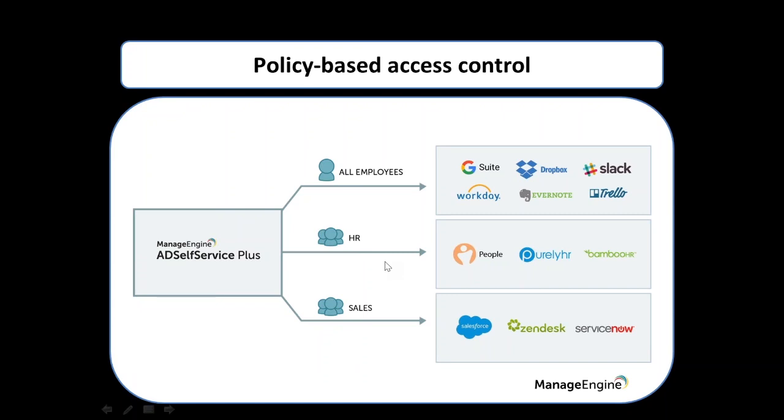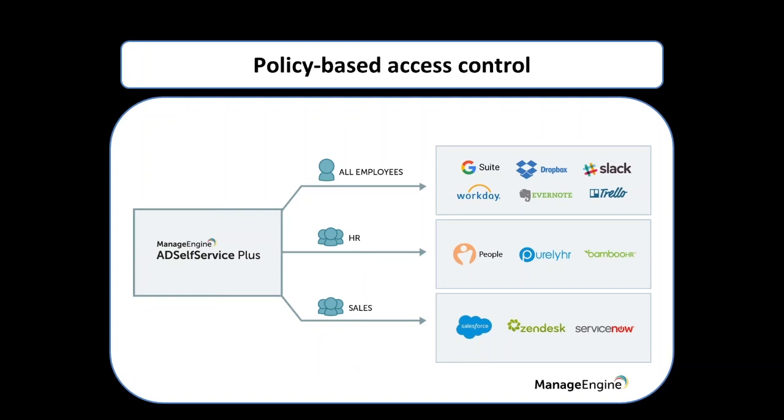So for example, if a user belongs to HR, he will have access to all the employee access control applications right from G Suite, Dropbox, Workday, Slack, and also People, Purely HR, and Bamboo HR. So this is the flowchart displayed on your screens, whereas the user belonging to HR will not have access to Salesforce, Zendesk, and ServiceNow. So this is what we mean by policy-based access control.